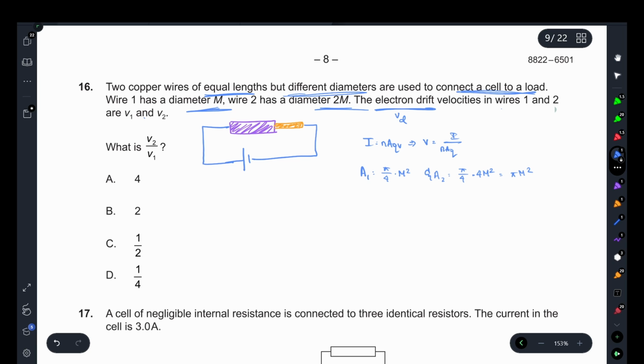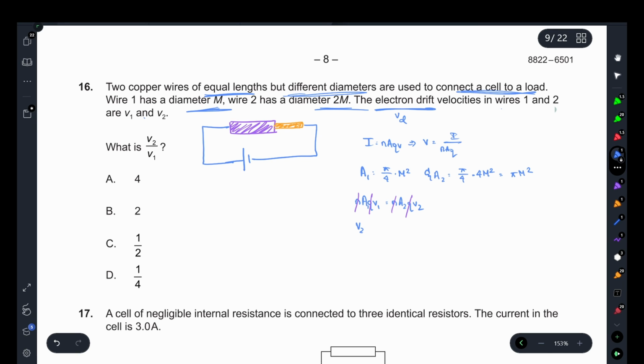m squared. Now, since these are connected in series, the current is the same for both of them, which means that nA1qv1 is equal to nA2qv2. Now, n and q are constants in these two expressions. Obviously, this is because they are made of the same material, copper wires, which means that they have the same number of charges per unit volume, and they have the same charge on each of their mobile charges, which is 1.6 times 10 to the power minus 19, because they conduct via free electrons.